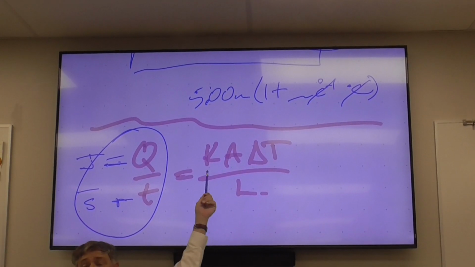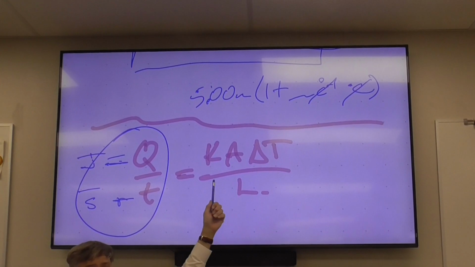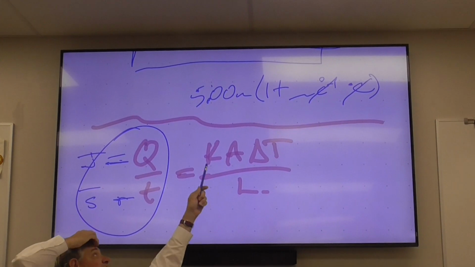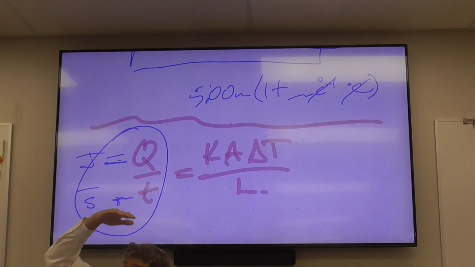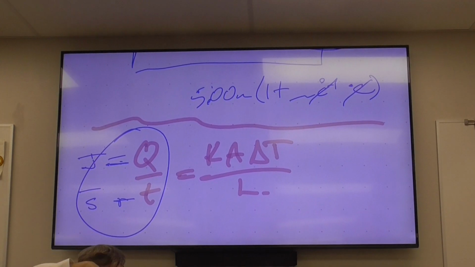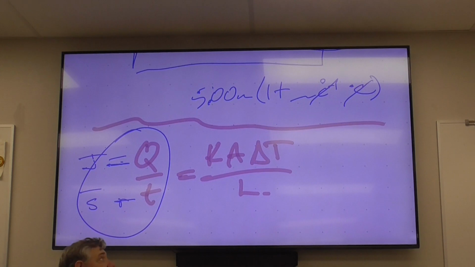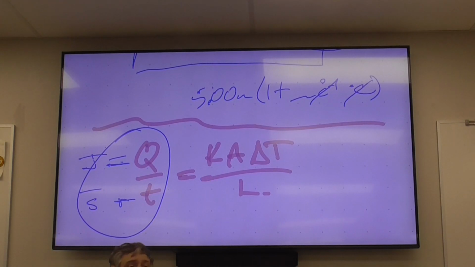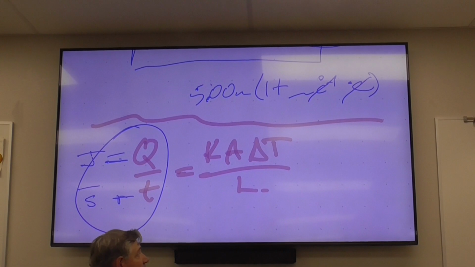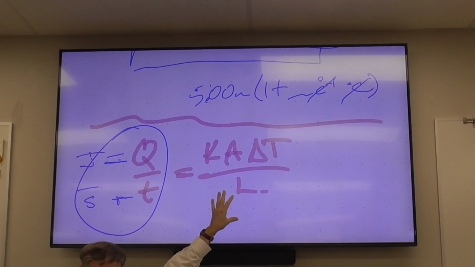This value of K, and you need your textbook, and on the assignment I tell you, it's on page 385. This has different values based upon the material. If you look on page 385, air, for example, has a very low thermal conductivity, which means air doesn't conduct heat very well. Metals conduct heat very, very well. So this is your area, this is your change in temperature, this is the thickness.